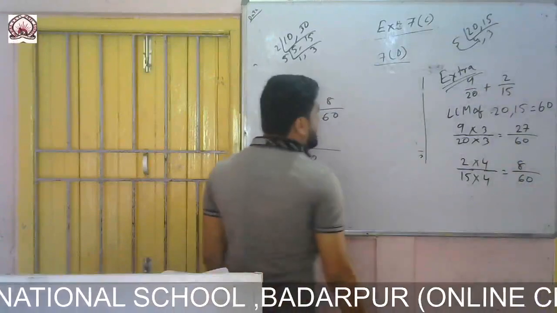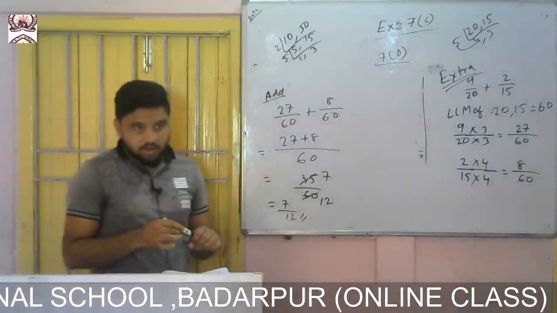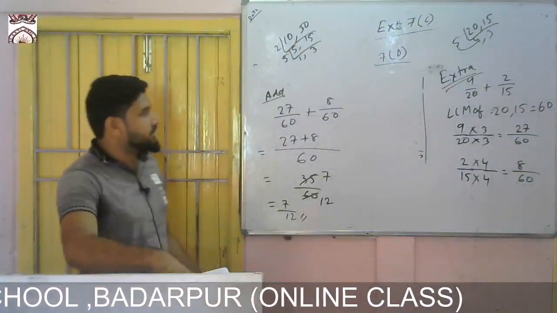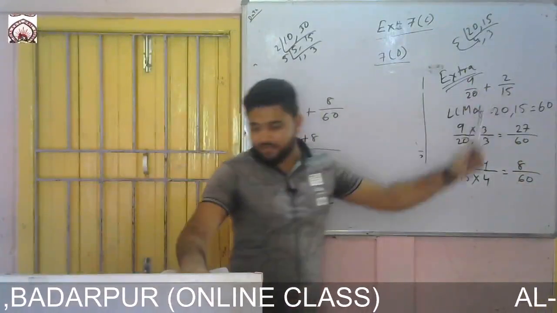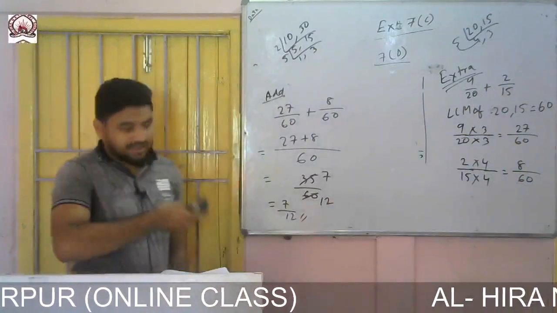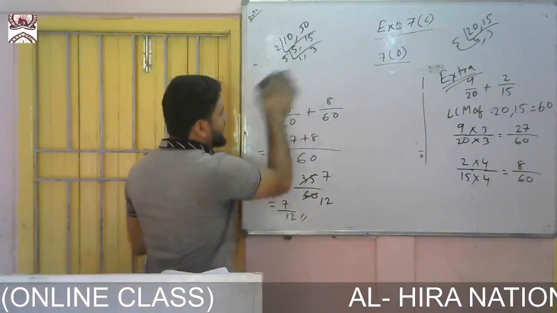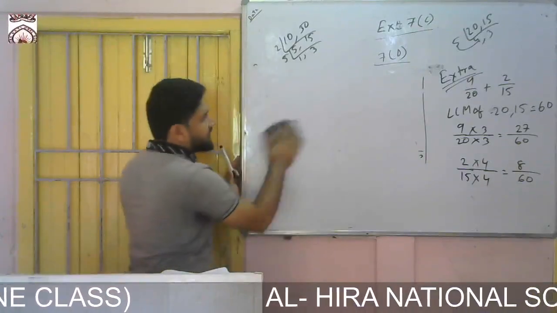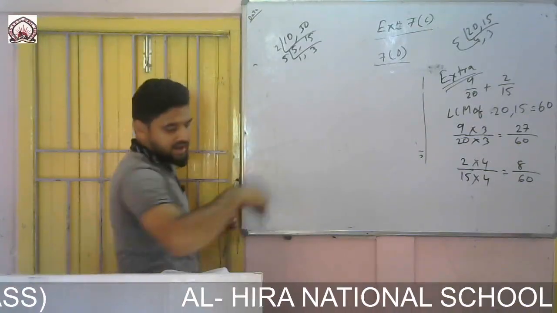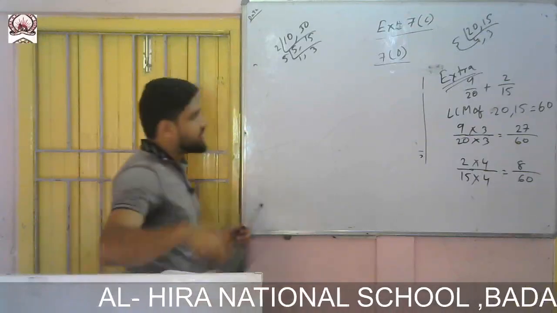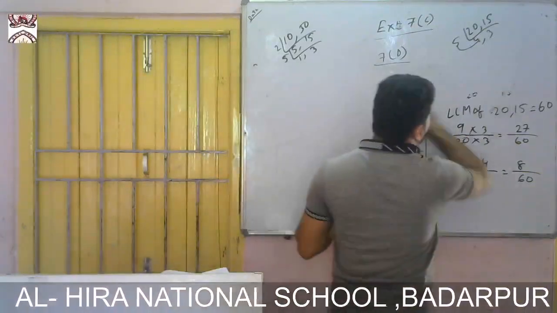Okay. Now you do question number D. Actually it was 9 by 20 plus 2 by 5. I wrote 15, but the process is same. Okay, so now you do this one, you keep this one as extra. Okay, this one you keep as an extra.